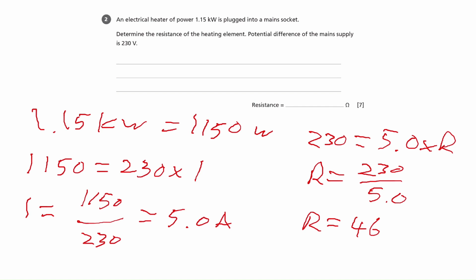So let's have a look at the mark allocation. We get 1 mark at the start there for the unit conversion. We get 1 mark for this equation here. Then we get 1 mark for the rearrangement, 1 mark for finding the current, 1 mark for this equation, 1 mark for the rearrangement, and then 1 mark for the final answer, 46 ohms. So that gives us the 7 marks available for this question.